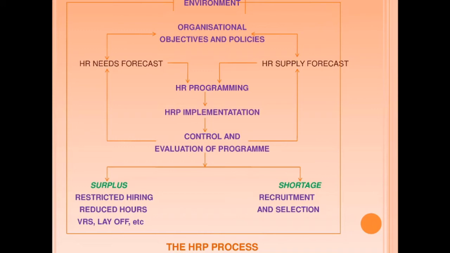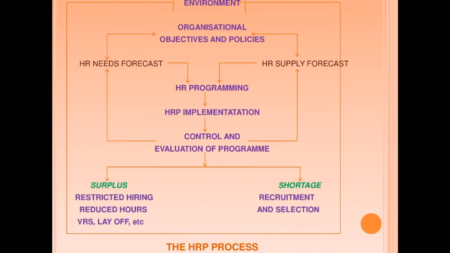After HR needs and HR supply forecast, the next step is HR programming. After workforce demand and supply forecast, the vacancies are required to be filled at the right time with the right kind of employees. So the next step is HR plan implementation. Now the programs were made, now is the time to implement these programs or to translate the HR plan into action. These actions may be redundancy plan, retention plan, succession plan, training and development.